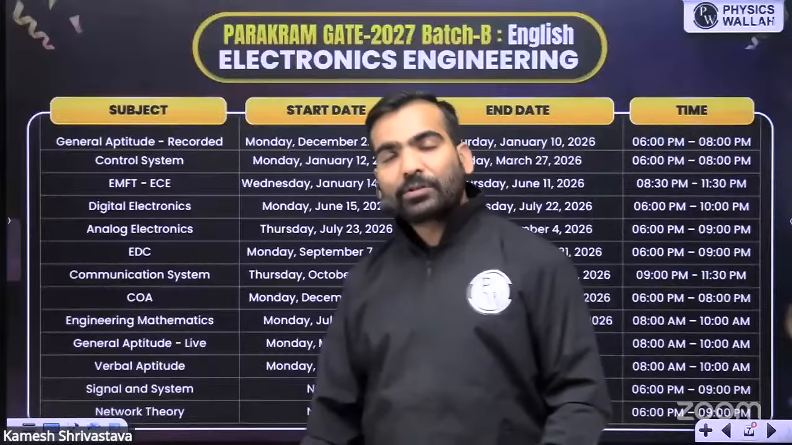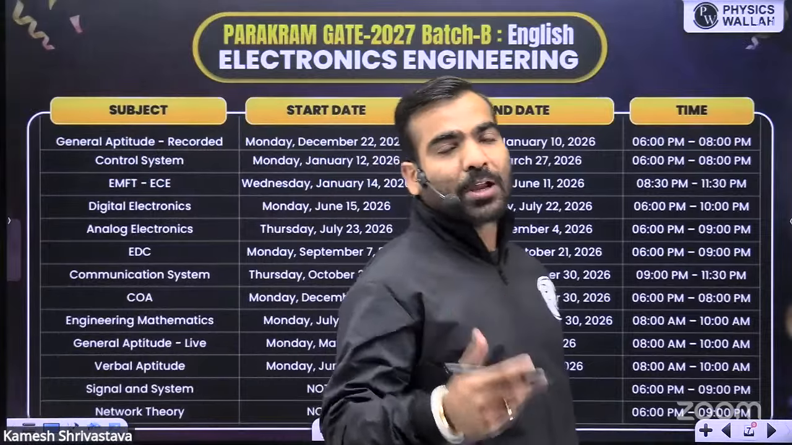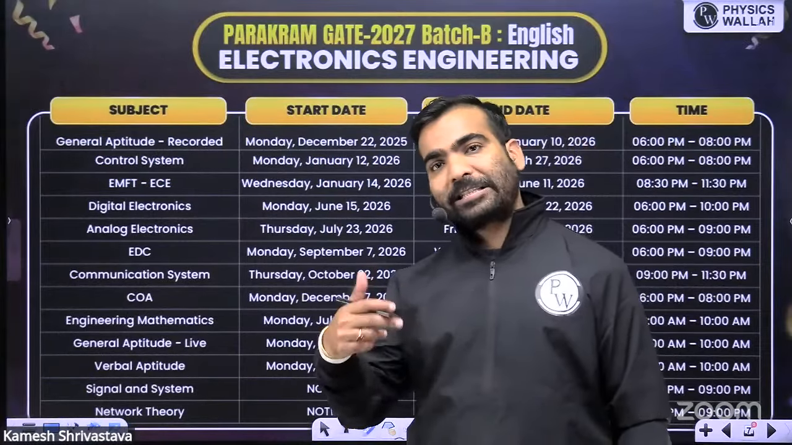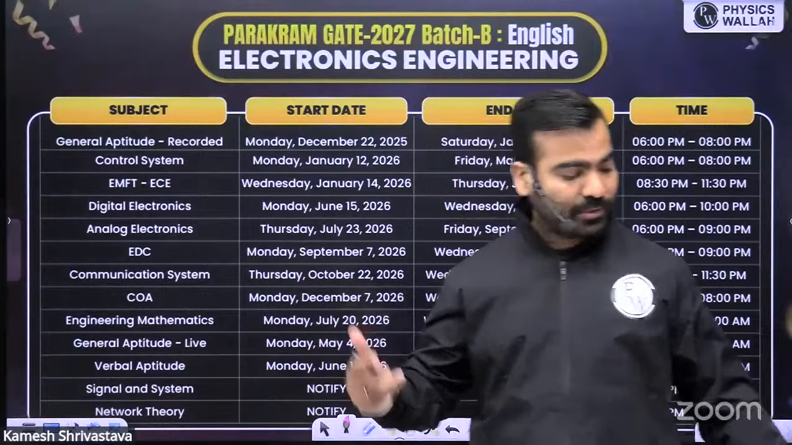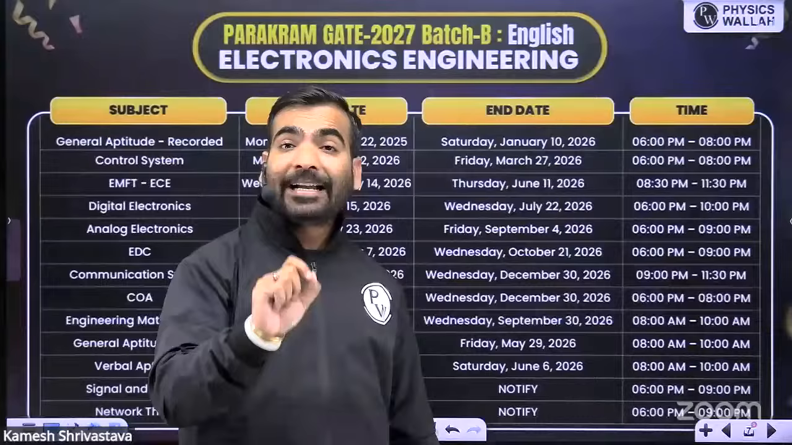Okay. So sir was discussing with you the yearly planner for GATE 2027 Batch B, Parakram Batch B, for electronics and electrical engineering. What you have to do is, from 22nd December to 10th of January, watch the aptitude lectures, and since it is a recorded version, you will have the doubt engine. Whenever you encounter a doubt, you can clarify it, and you should remember aptitude for the GATE examination. And then the second subject is control system.